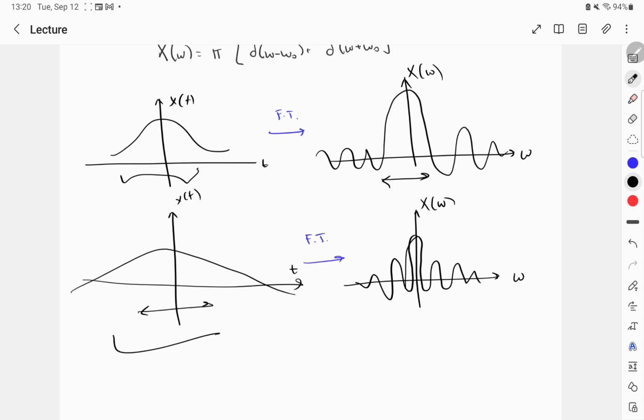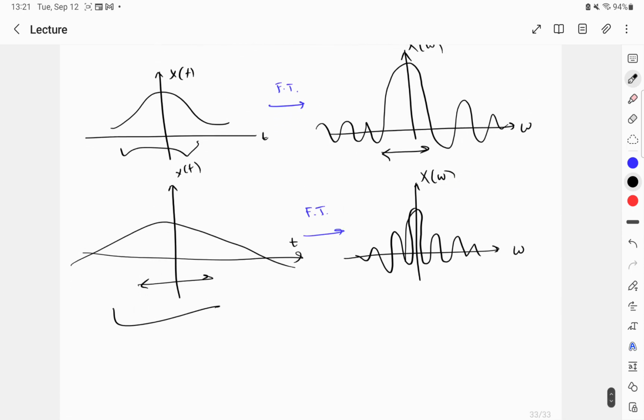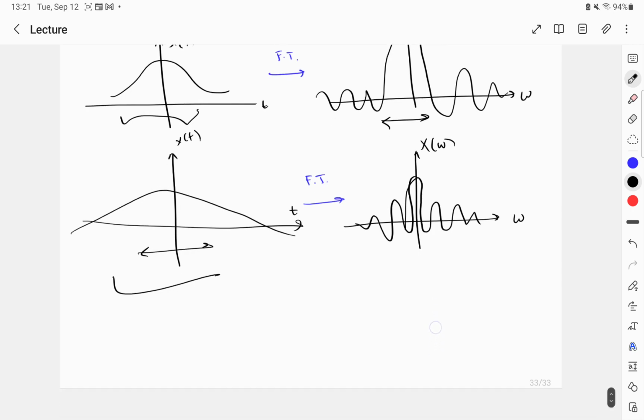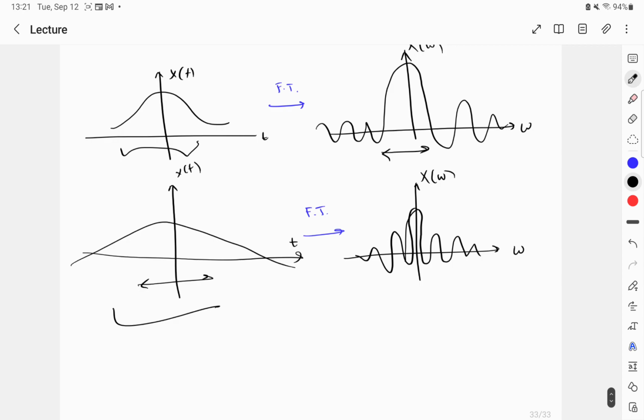Okay, so if you compress in one domain, you expand in the other domain. In other words, we can say it like this. Let me repeat. If you compress in one domain, you need to expand in the other domain, as it can be seen in this example.